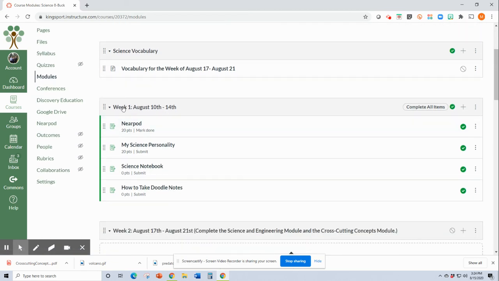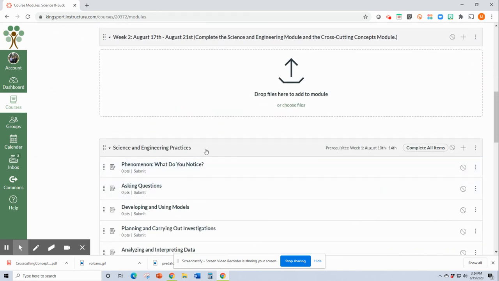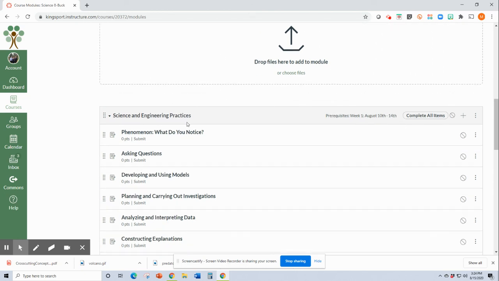This was for last week, and we left it there in case there are some of you that are behind in your work. But we have this set up so that you will know, guys, you have to complete this module before you move in to the things that we want done this week. All right. Do you notice right here? We put week 2, August 17th through the 21st. And then this is sort of a title, complete the science and engineering module and the cross-cutting concept module. Well, here's the science and engineering practices module.